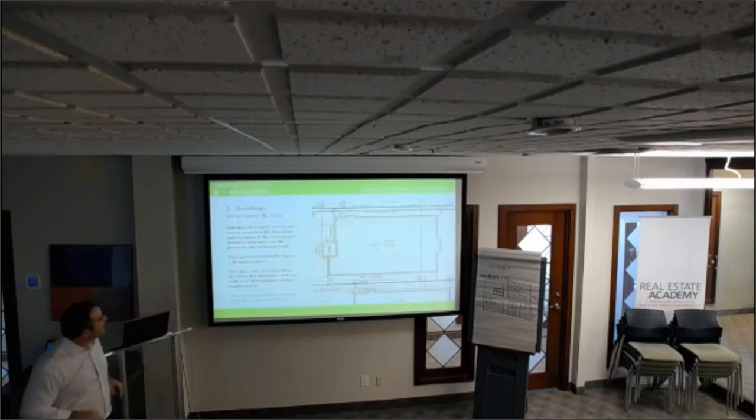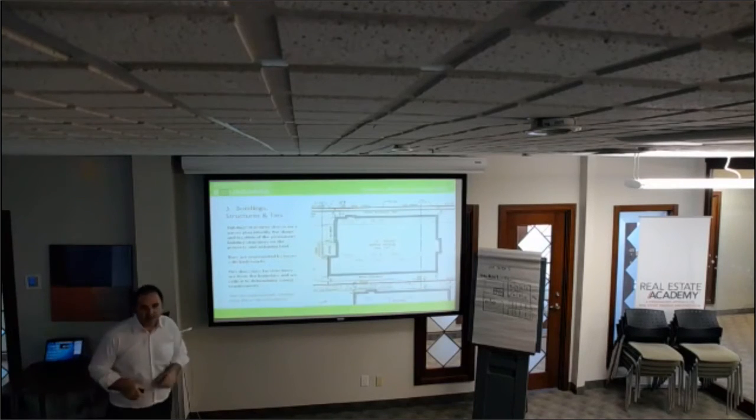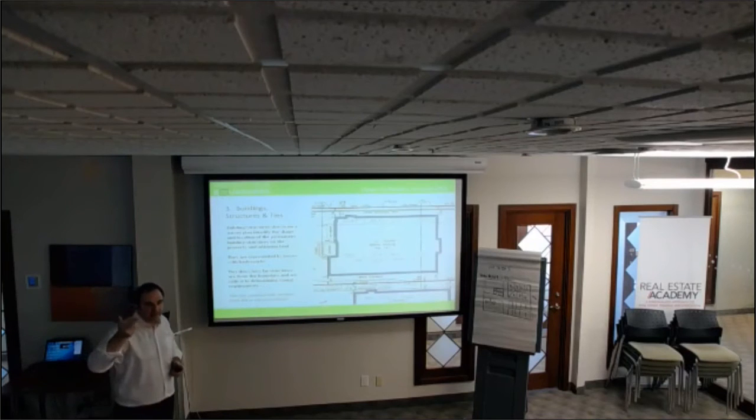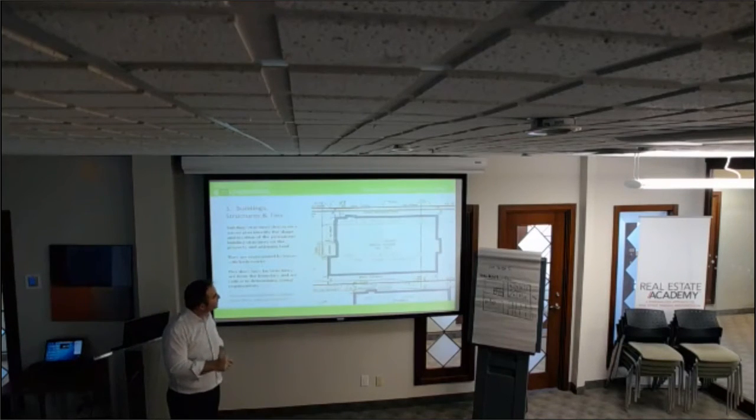But there we go. So the third thing you're going to do is look for the buildings, the structures, and the ties. The building is always characterized on the map as the foundation of the structure with all the little hash marks on the inside. That's how you can tell a building. See that? Right there, and then next door as well.